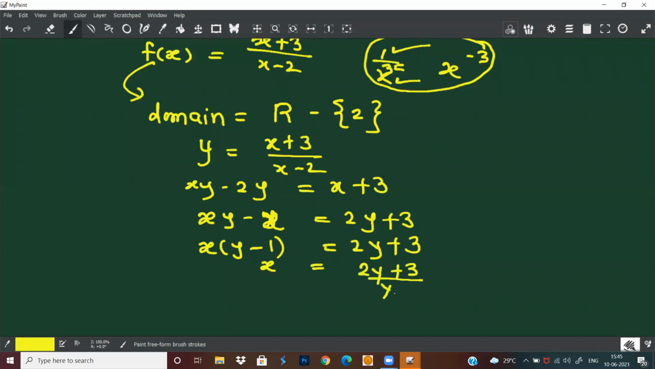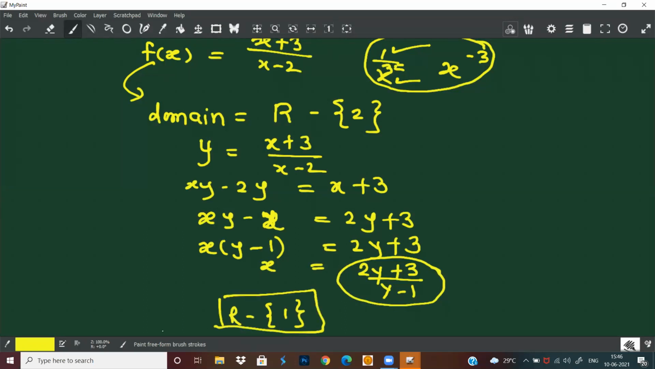So tell me, again, is it not a rational function? So what will be the range? Every real number except y is equal to 1, at which it will not be defined. Got it? For the domain we have to find x, and for the range we have to find y that will not satisfy. Am I clear?